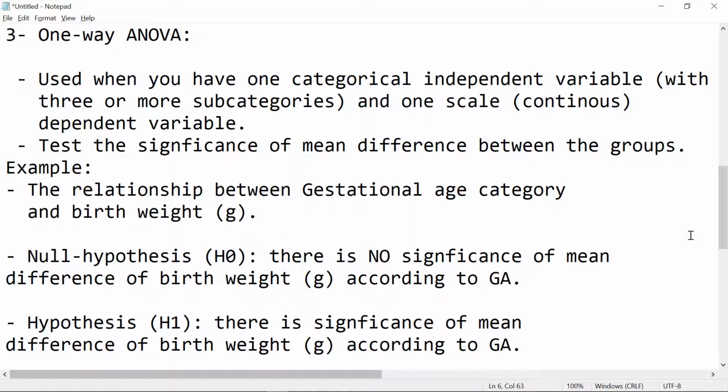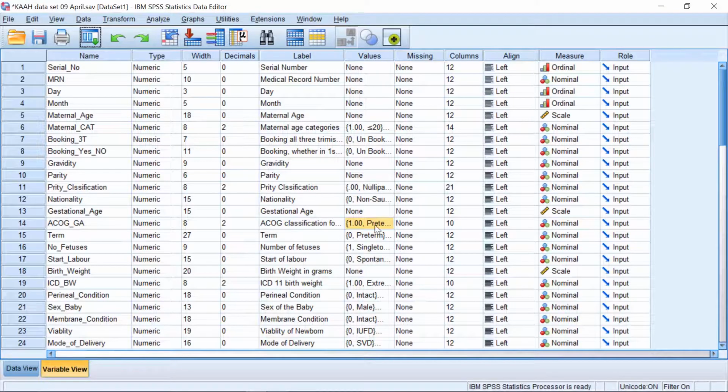We have our null hypothesis: there is no significance of mean difference of birth weight in grams according to gestational age category, and the alternative hypothesis will be there is significance of mean difference of birth weight in grams according to gestational age category. Now let's go to SPSS.